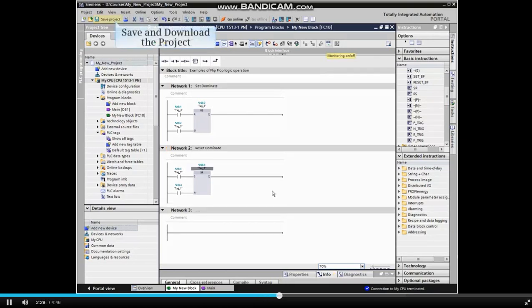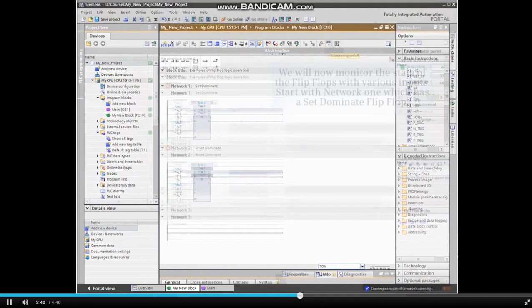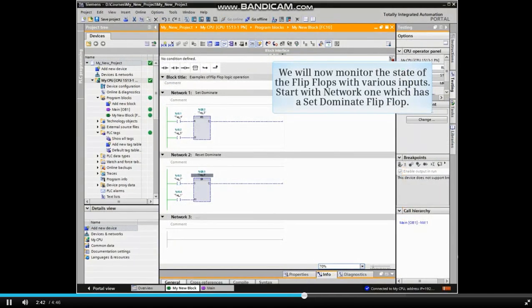We will save and download the project and click the eyeglass button in the block menu bar to monitor the block. We will now monitor the state of the flip-flops with various inputs.